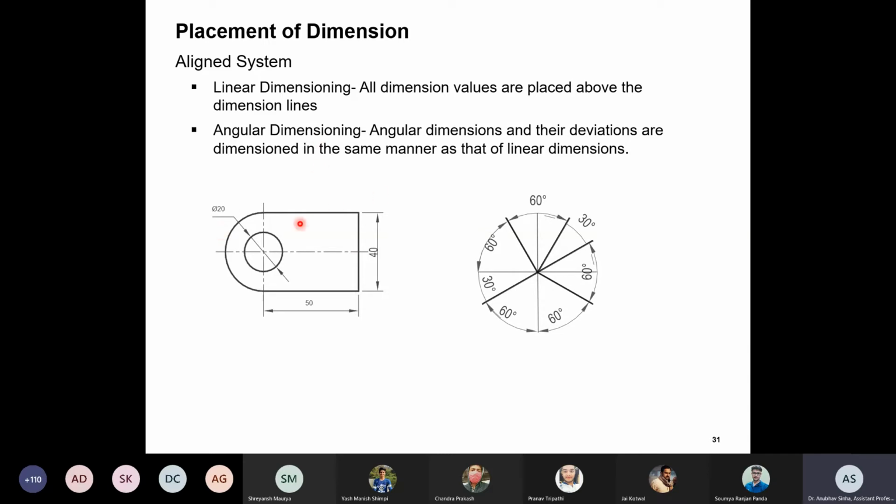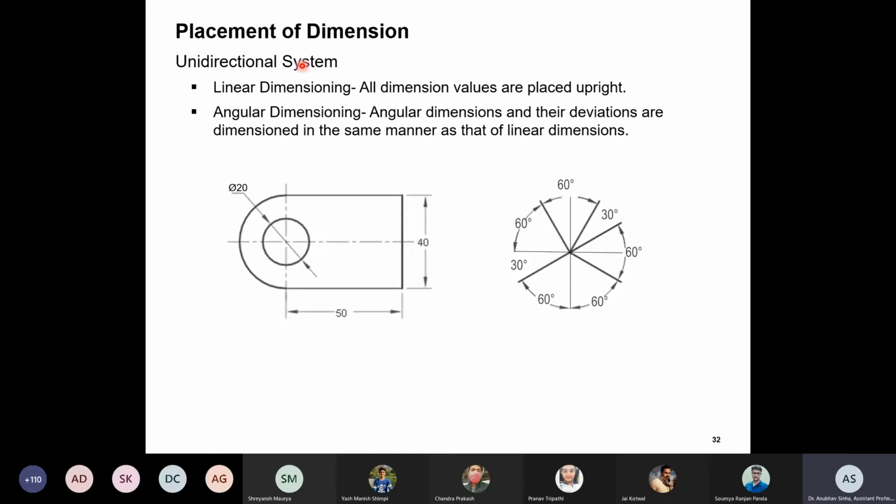And there are two types of dimensions we have: either linear dimensions or angular dimensions. Angular dimensions also will be on top of this line. If it is rotating, you can rotate that. That is called the aligned system. There is another system called the unidirectional system. Here you can break this line and write in the middle.